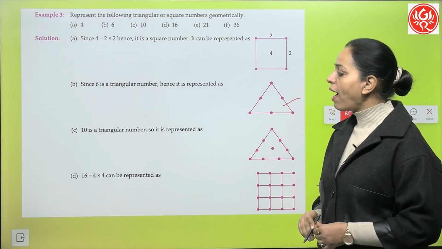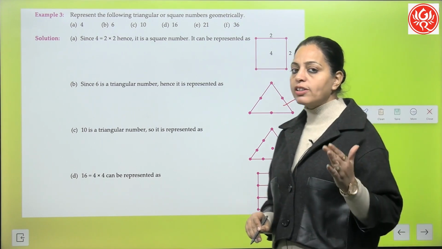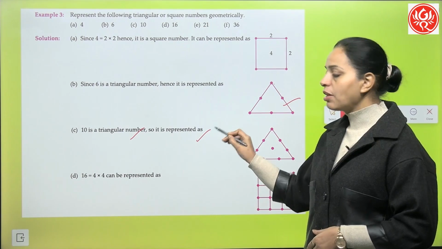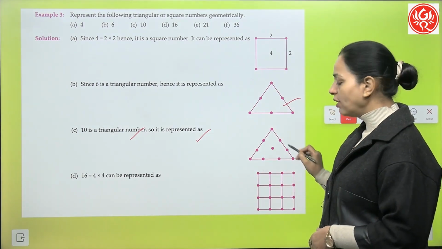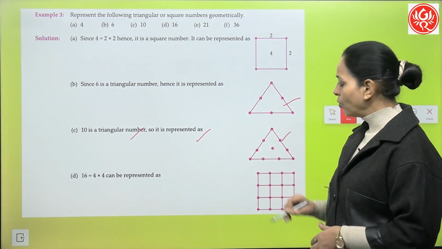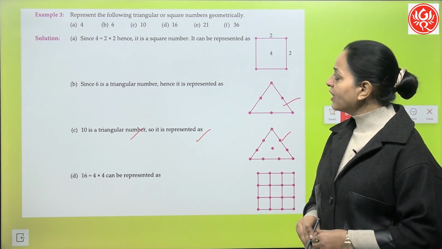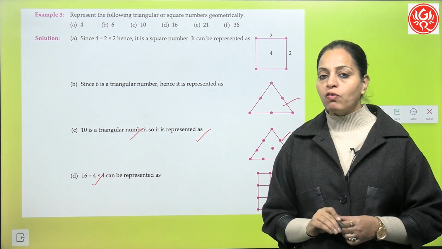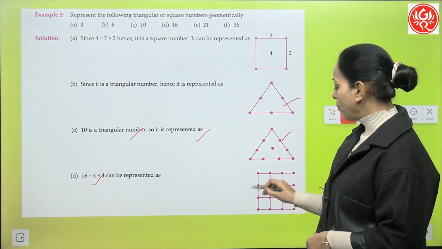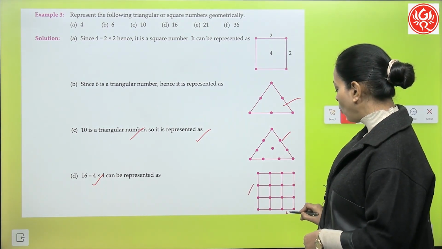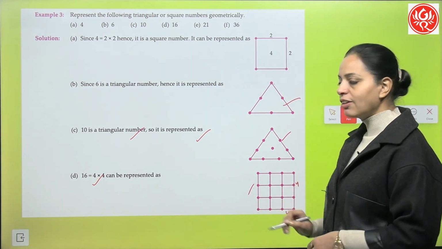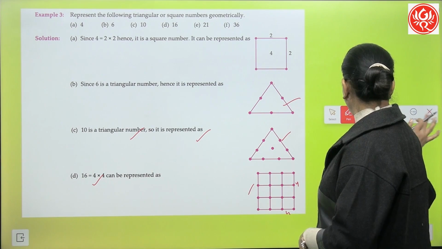Now C part, 10. 10 is not a square number. It is a triangular number. So it is represented as a triangle like this. Okay. Now the next D part is 16. 16 is a square number, 4 into 4. So what will we make? We will make a square, 4 into 4. Okay. We can show the dots like this. Fine.